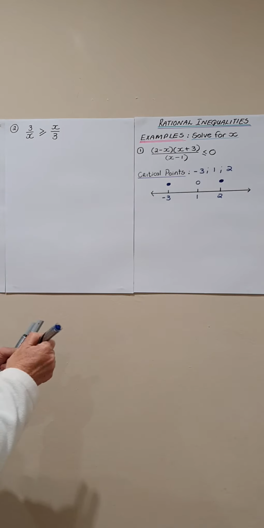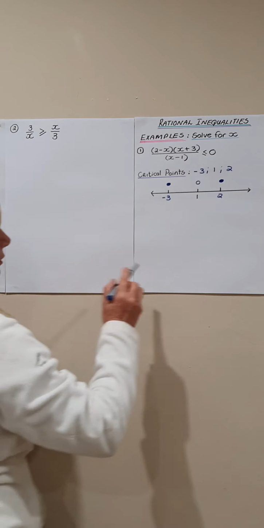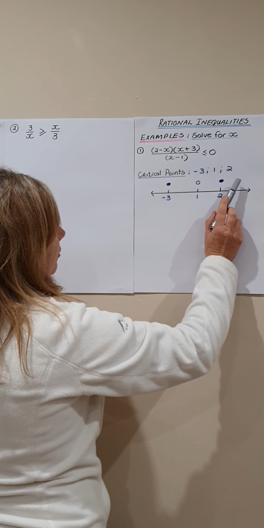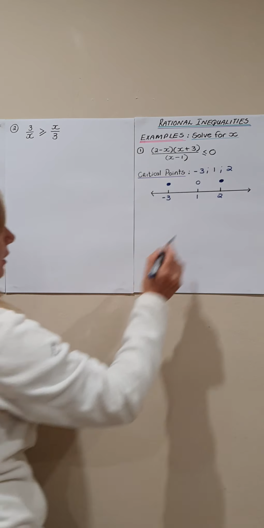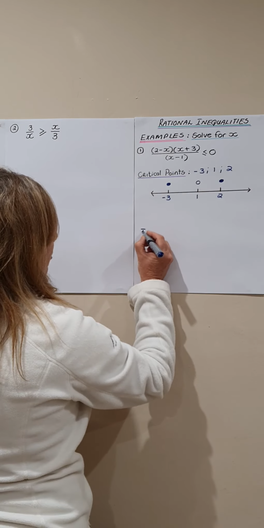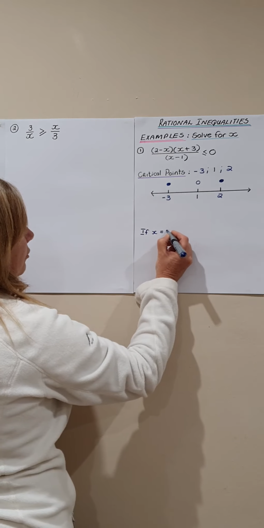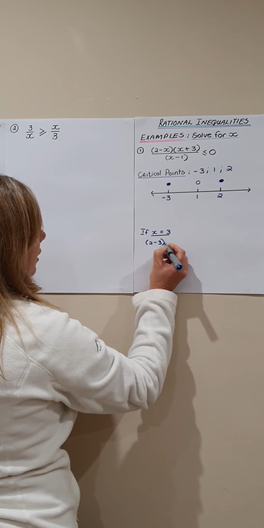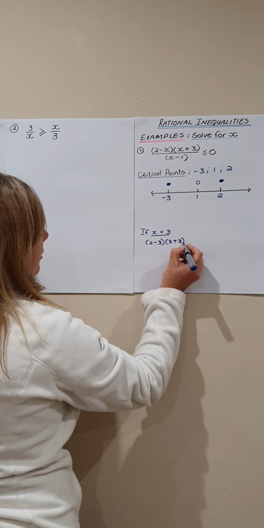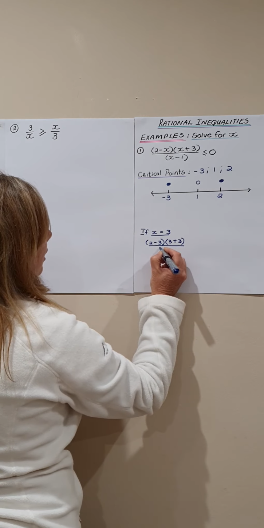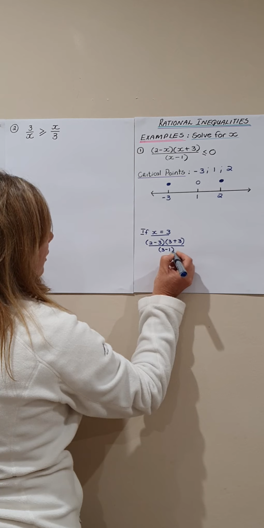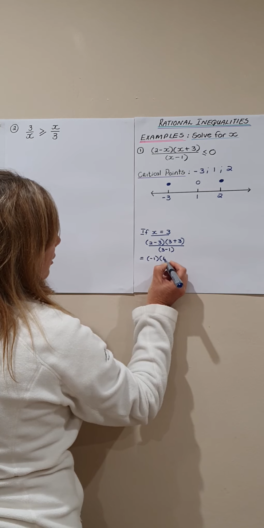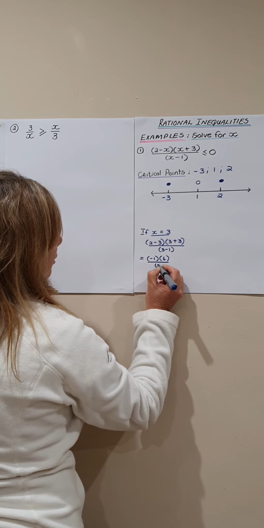Now I go and find values. First, I find a value that is greater than 2, let's say 3, and substitute it into the expression. If x is 3, I'm going to have 2 minus 3, 3 plus 3, over 3 minus 1. So 2 minus 3 gives me a negative 1, then 6, and the denominator gives me 2.